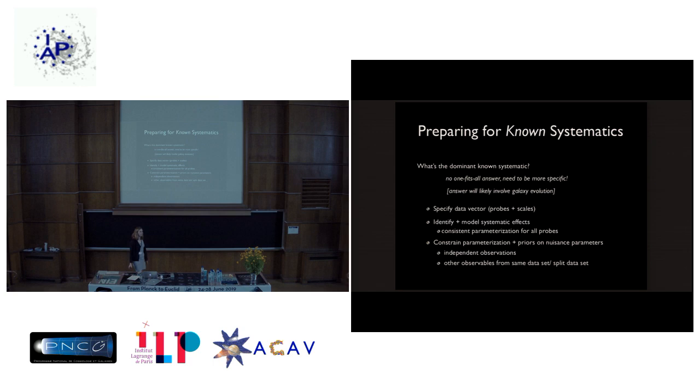So let's get to work. We might ask, what's the dominant known systematic for an LSST or Roman multiprobe analysis? But there is no one-fits-all answer. We need to be much more specific. However, it's clear, since we're doing cosmology with galaxies, the answer will likely involve galaxy evolution in some shape or form. So we have to start out by specifying the data vector or the analysis that we want to run once we have data. And then we can again write our laundry list of possible systematic effects. And as the next step, we have to write down consistent parameterizations of these effects across all probes. And then we can go through an exercise that I will outline in the next few slides to figure out which of those matter most and for which we should get information from external data sets.